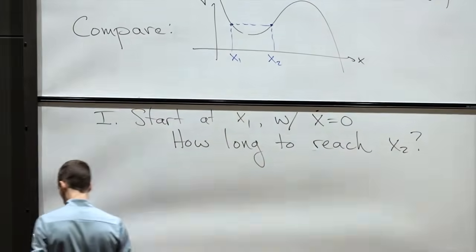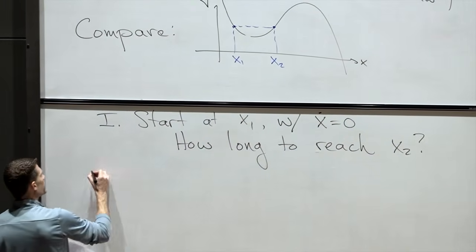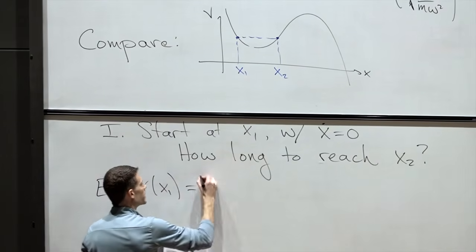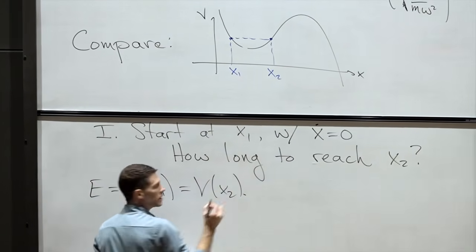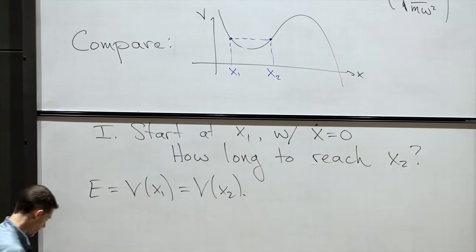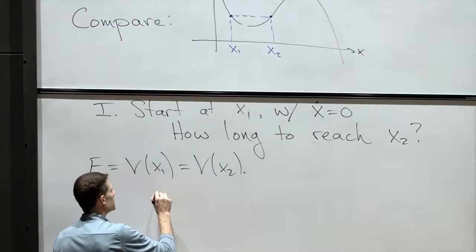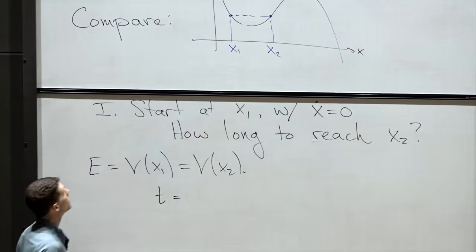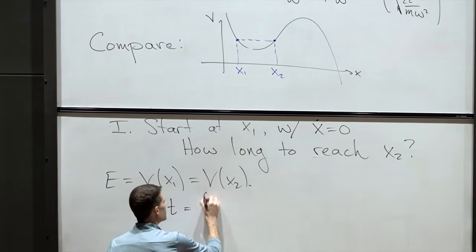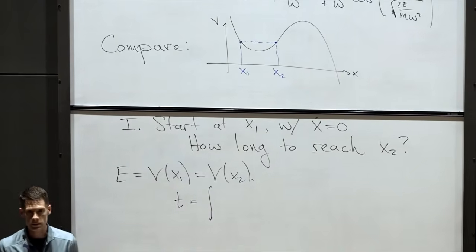So the total energy in the system is V of x1, which is V of x2, right? The time from our formula above, the time it takes to go from x1 to x2, is this integral. And now I want to write a direct integral.